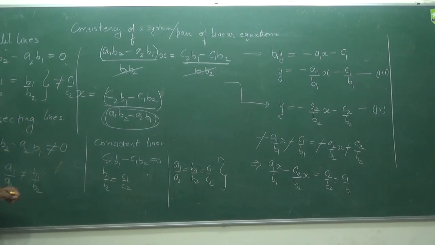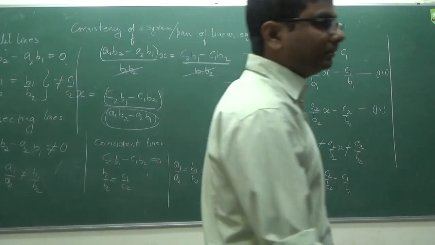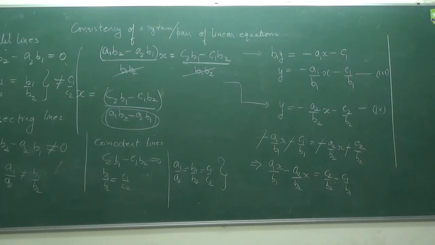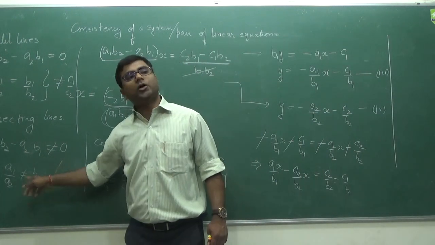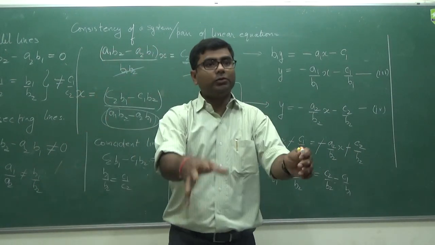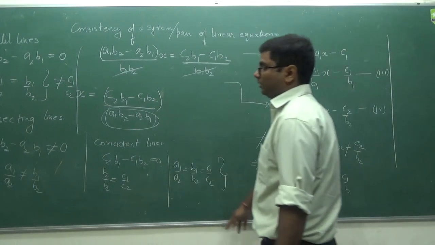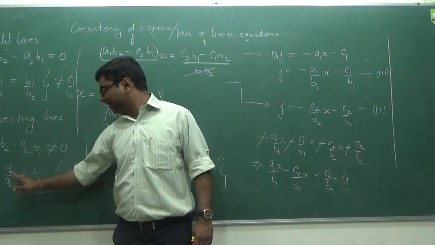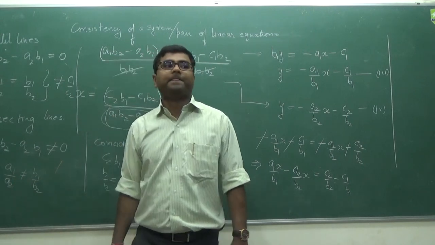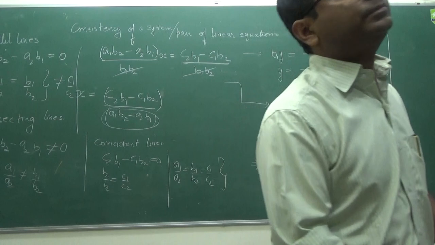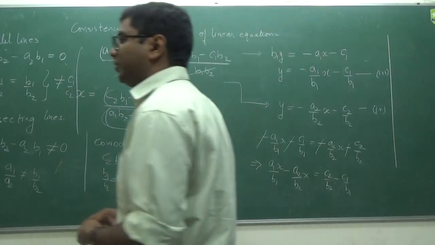So, for intersecting lines, C1 by C2 is irrelevant. No, I don't really care. The moment you see that these two ratios are not equal, it is bound to intersect. Now, let us, you understood? Sir, no.